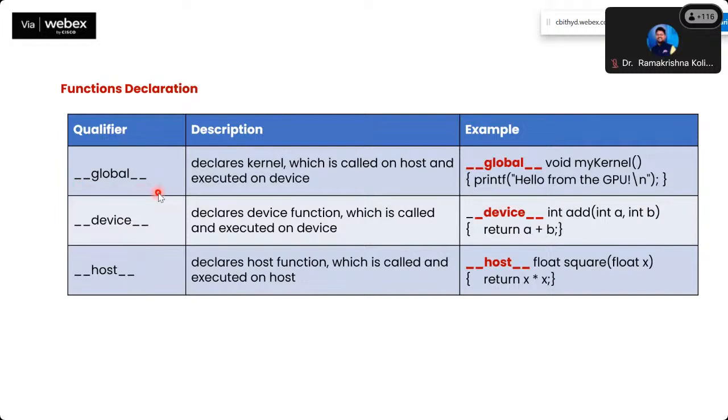So what does the global qualifier do? It declares a kernel which is called on the host and executed on the device. The simple meaning is this; I will just take an example here. You can see void my kernel. This is one function.